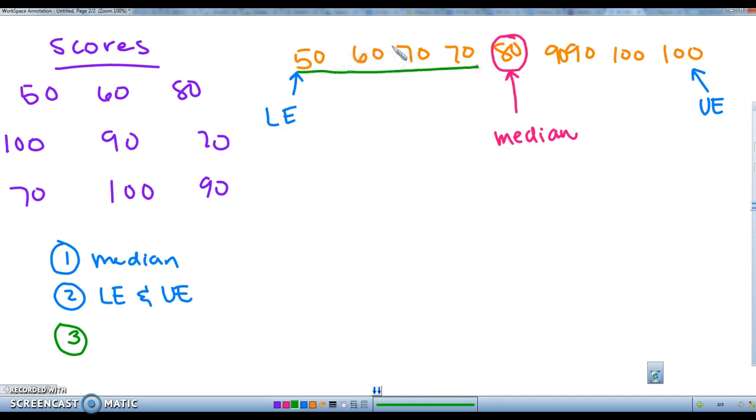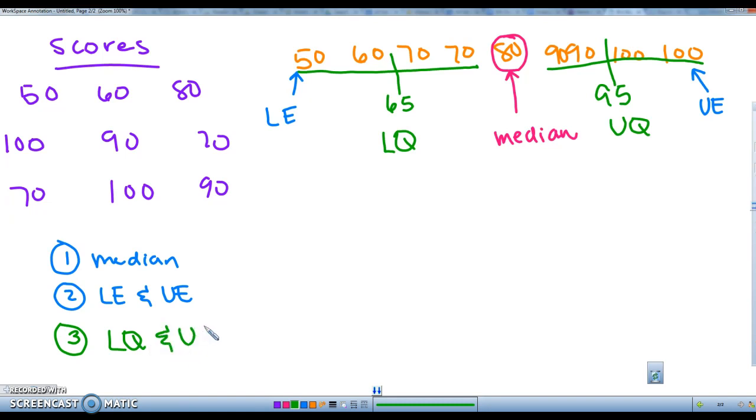Well, if I look right in the middle of them, between 60 and 70 would be 65, and we're going to call that our lower quartile. Okay? On this side, if I look in between the 90s and the 100s, I'll have 95, and we're going to call that our upper quartile. So our third step is the lower quartile and upper quartile.